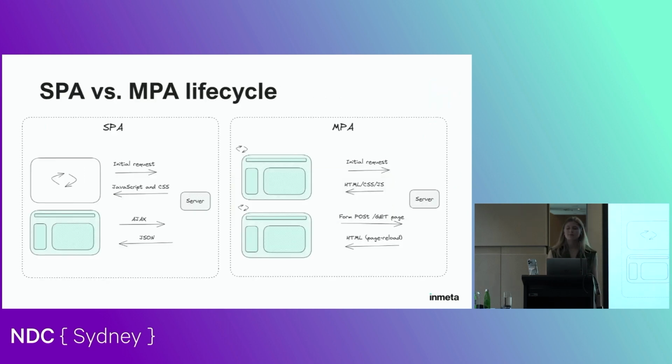So the key difference between an SPA and an MPA: in an SPA, everything loads initially and only data in JSON format is requested for making updates, whereas in an MPA, the entire page reloads per request.